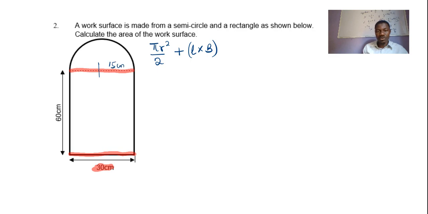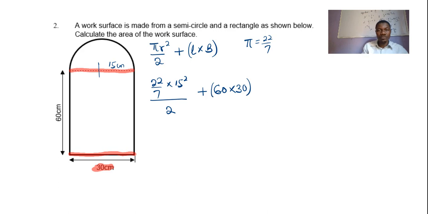Okay, so let's plug that in, and we know that pi is 22 over 7. So we then have 22 over 7 times the radius, which is now 15, all squared, then all over 2, then plus the length times the base. The length is 60, times the base, which is 30.